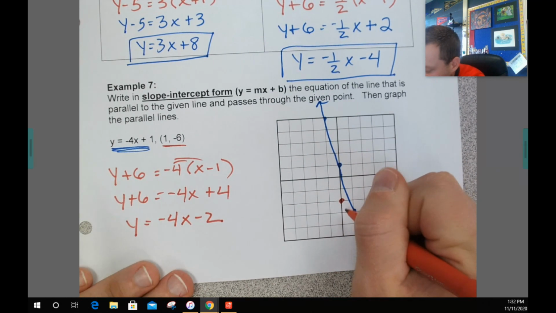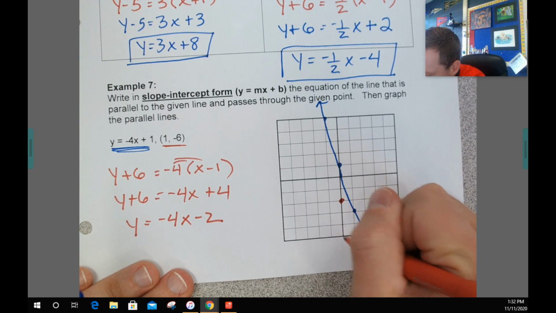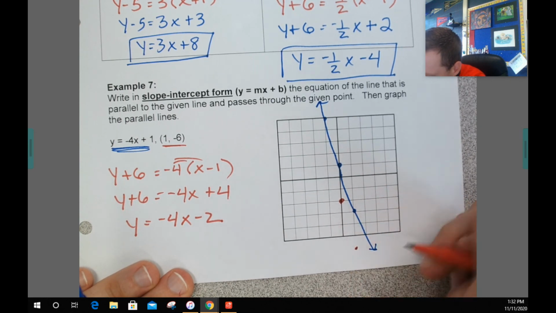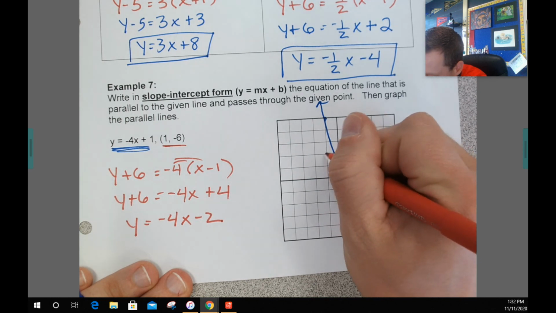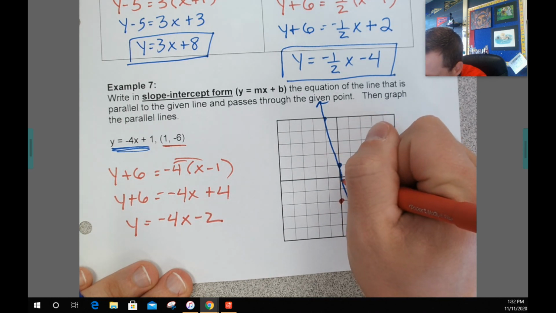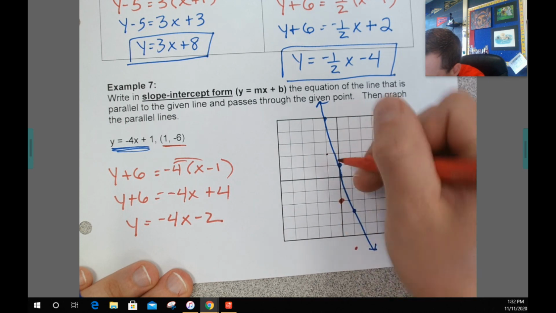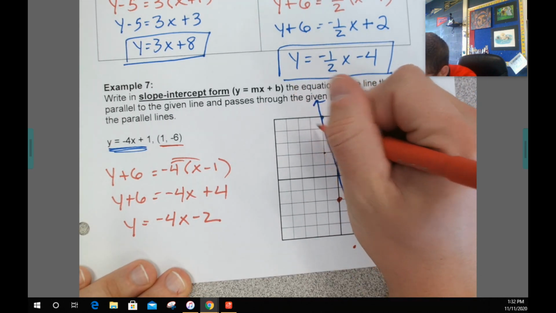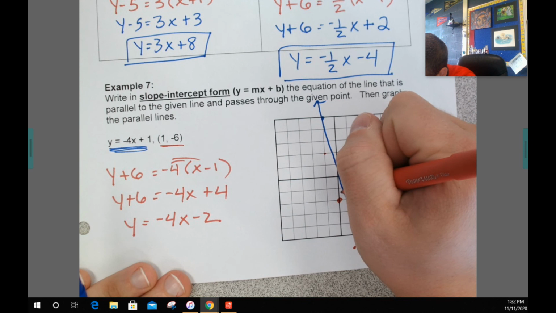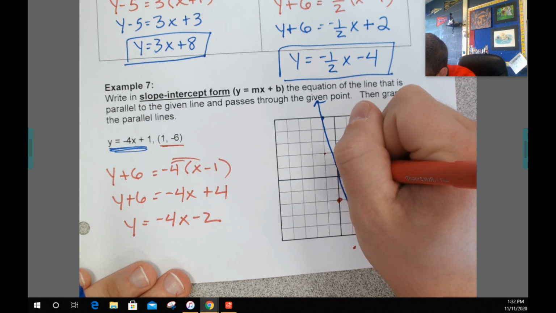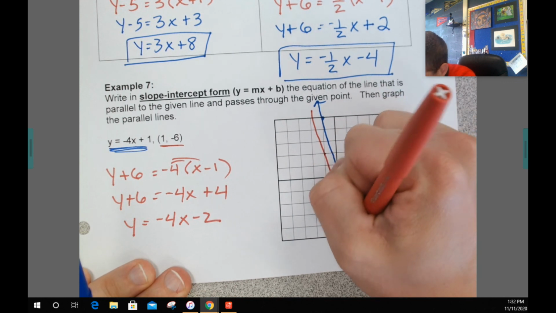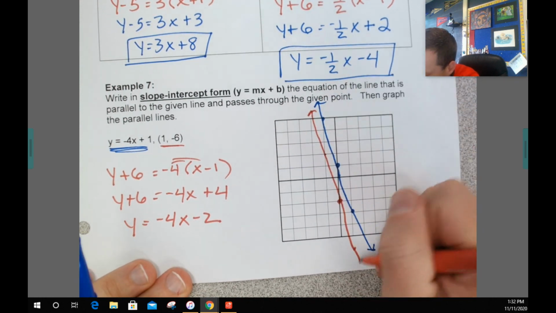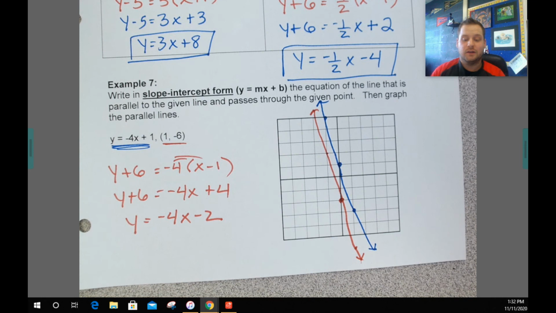And then to get my next point, I'm going to go down 4, 1, 2, 3, 4, right 1. We can also go up and to the left. So up, 1, 2, 3, 4, left 1. And we're going to get this right here. If you look at it, those two lines are never going to touch, and they are parallel. So that's section 5.2.